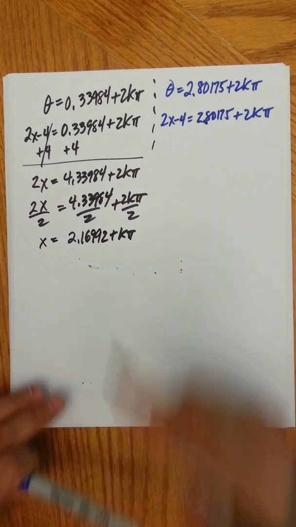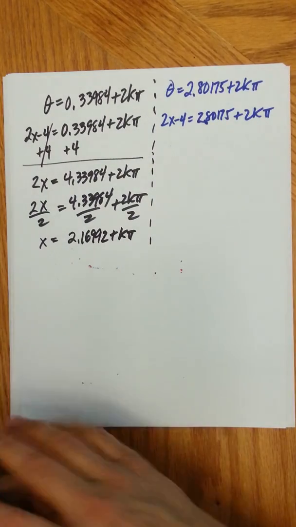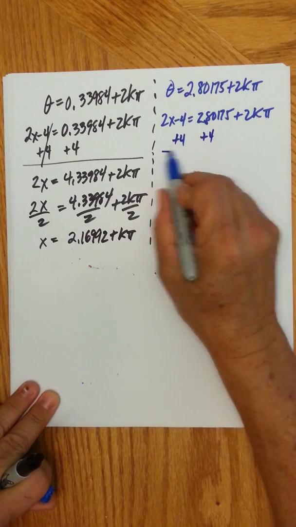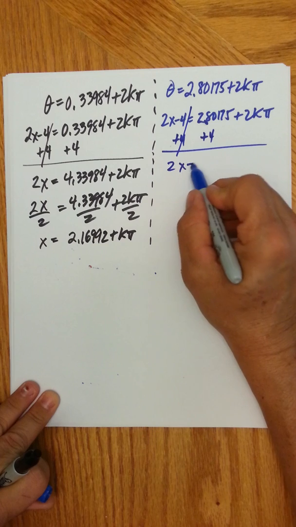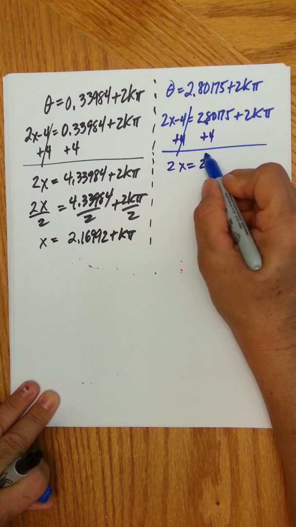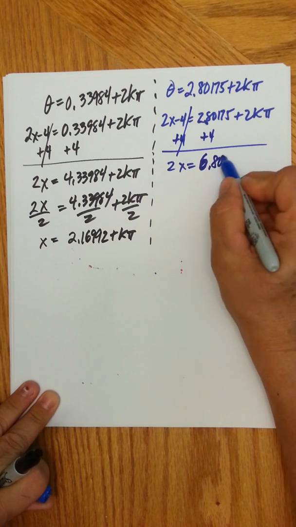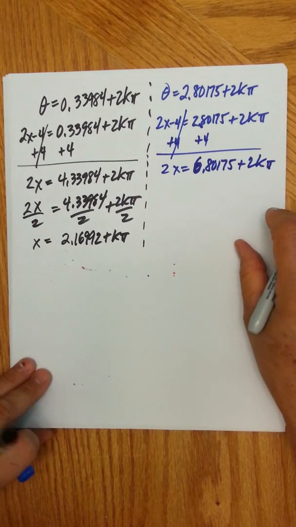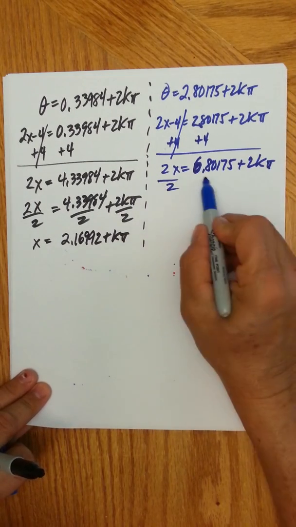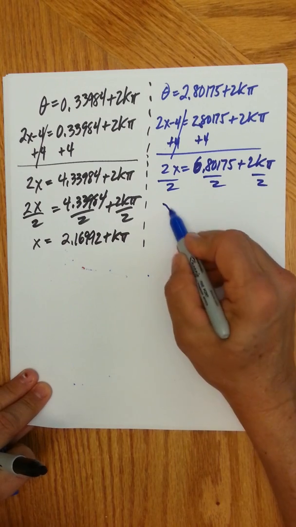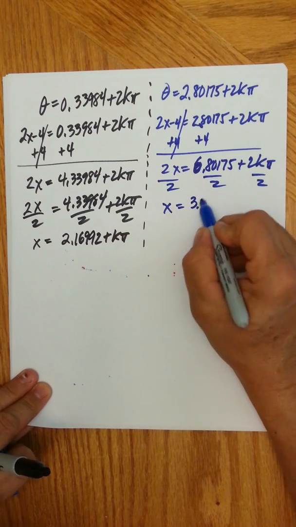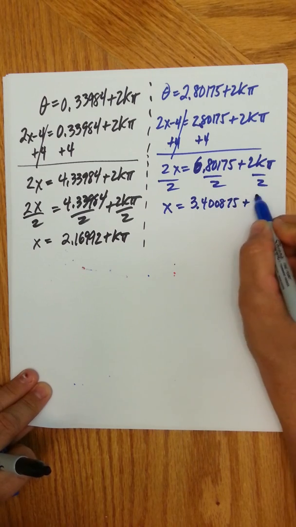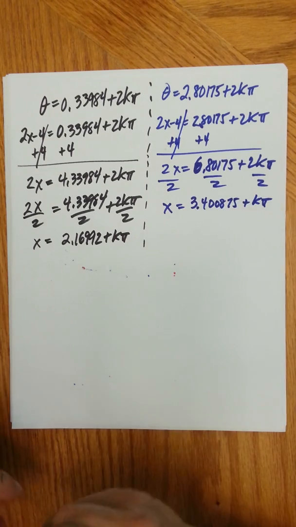And then doing the same thing over here, I add 4 to both sides. I have 2x equals 6.80175 plus 2k pi, right? And now I divide by 2. X equals 3.400875 plus k pi. Okay?